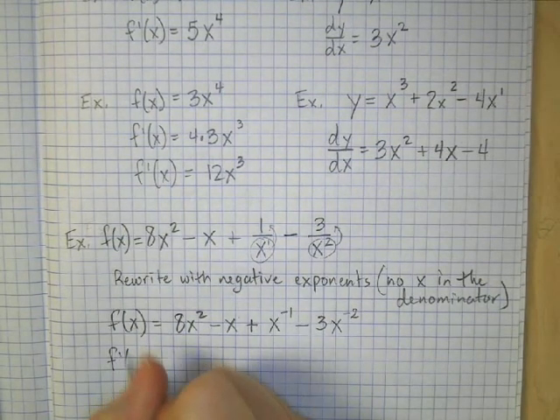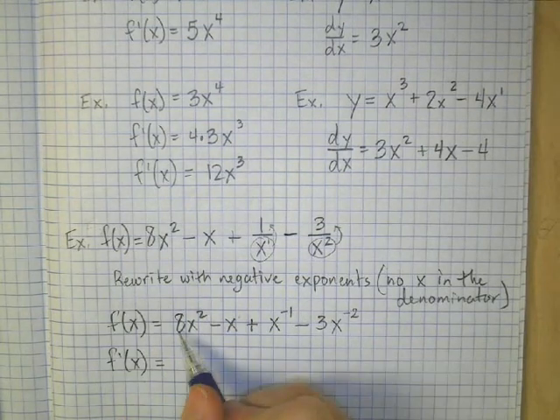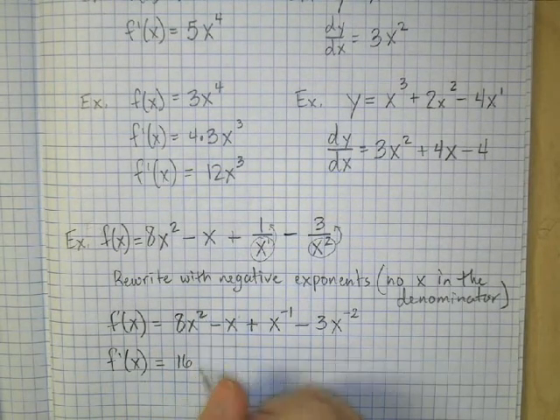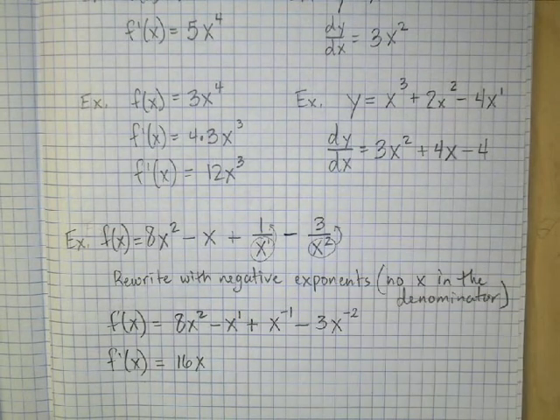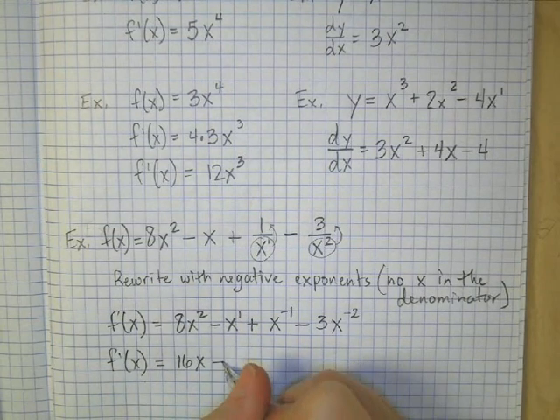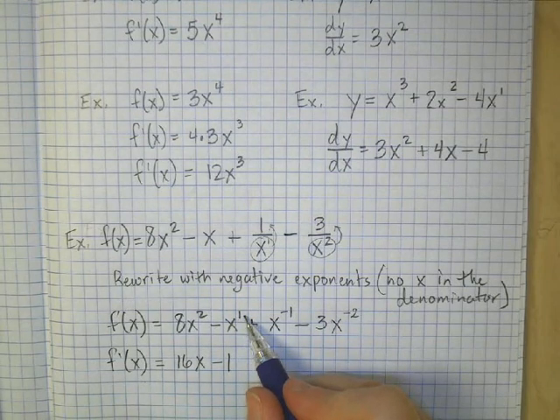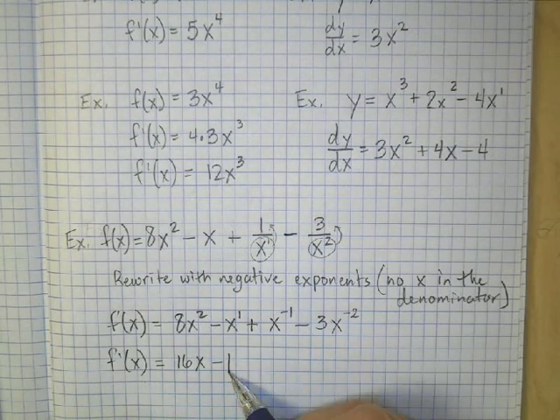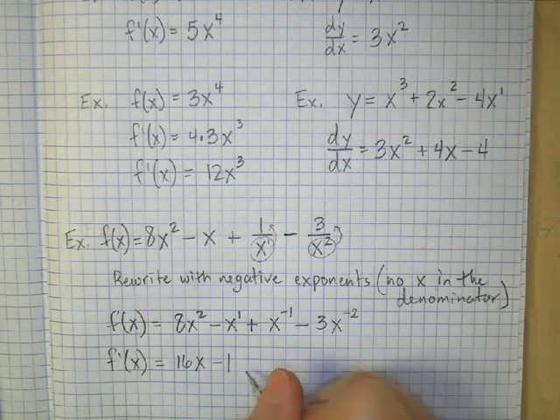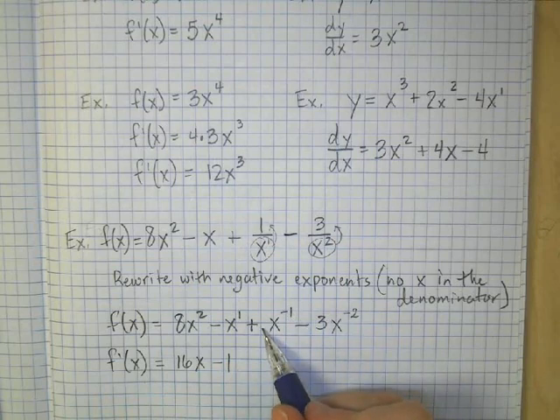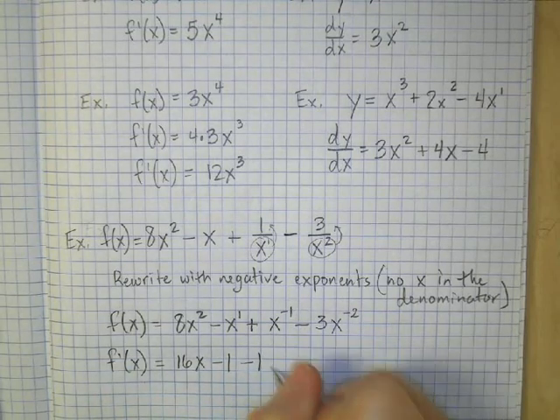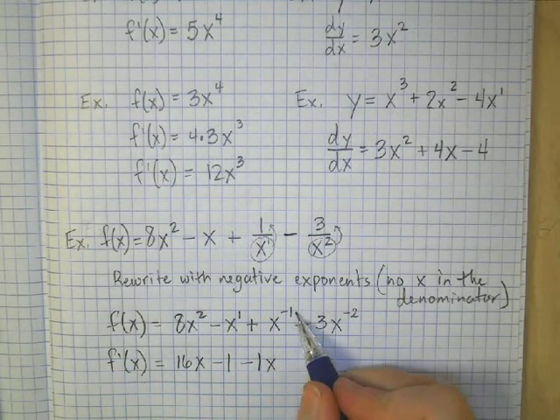So f prime of x. 2 times 8 is 16. 2 minus 1 is 1, so I still have my x. This one here, remember my invisible exponent is a 1. 1 times negative 1 is my invisible coefficient, so that would be negative 1. 1 minus 1 is 0, so x to the 0 is still just 1, so I don't need to write an x. Then the next one, I'm going to have negative 1, multiply it by the coefficient, which is an invisible 1. Negative 1 times 1 is negative 1. X to the, remember I got to do 1 minus 1, gives me negative 2.